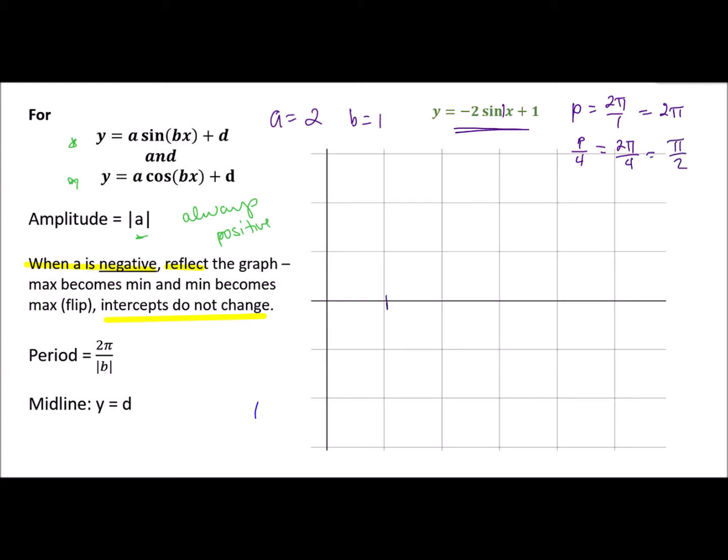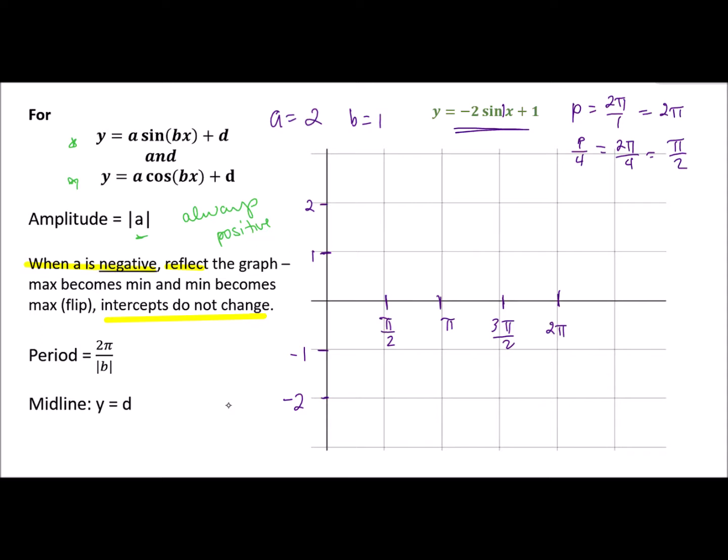Okay, let's count out. 1, 2, 3, 4. That's pi halves. Or sorry, 2 pi. We're counting by pi halves. So pi halves, pi, 3 pi halves. I'll let you go and figure out the pieces beyond that. Okay, amplitude. There's 1, there's 2, there's -1, -2.